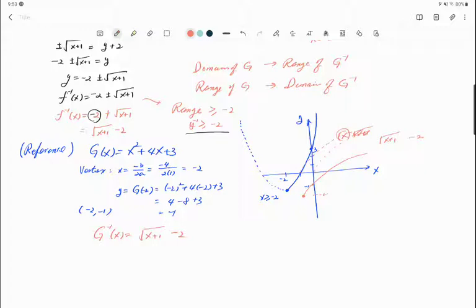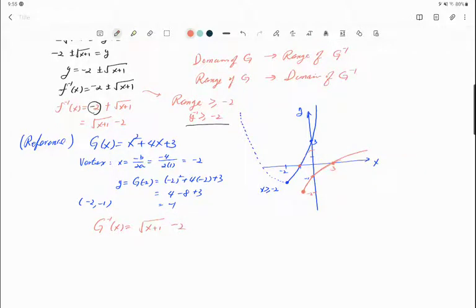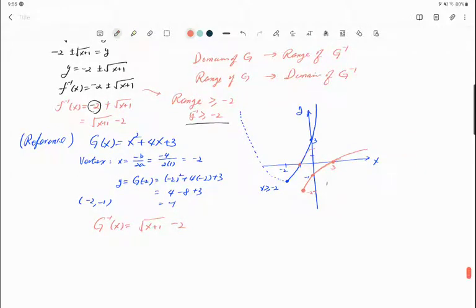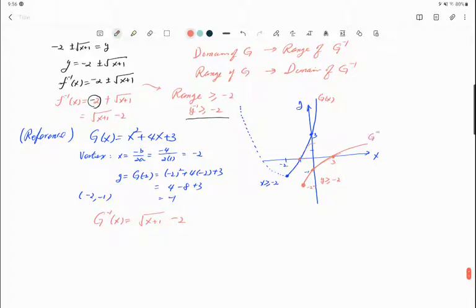So maybe the graph is not accurate. So it looks like this. Can you see it? Okay, so the domain of the inverse has to be greater than the range, which is y is greater than or equal to negative 2, right? Because the domain becomes the range. All right, so this is the g of x graph, and this is the inverse of g of x graph.